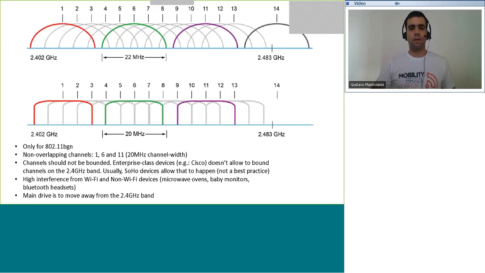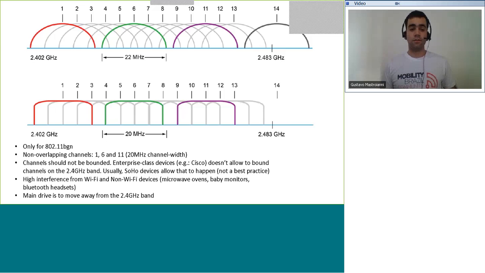So when you are designing for the 2.4 gigahertz band, keep in mind that we can't use 40 megahertz channel width. It's only 20 megahertz channel width, so we can have all 3 non-overlapping channels. This band is also a high interference prone band, with interference from Wi-Fi and non-Wi-Fi devices like microwave ovens, baby monitors, Bluetooth devices, and headset devices. So you can always have some kind of interference that is not good for your network.